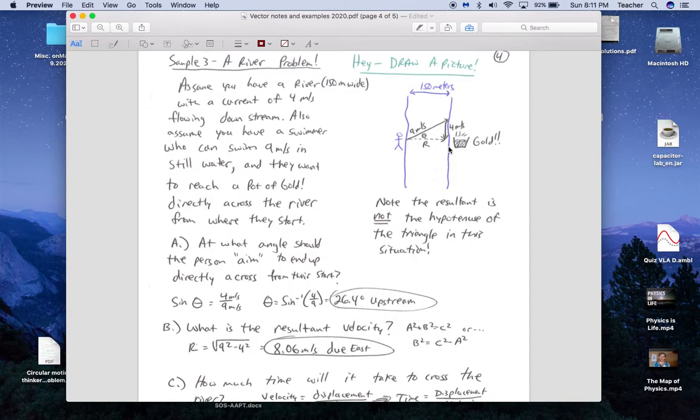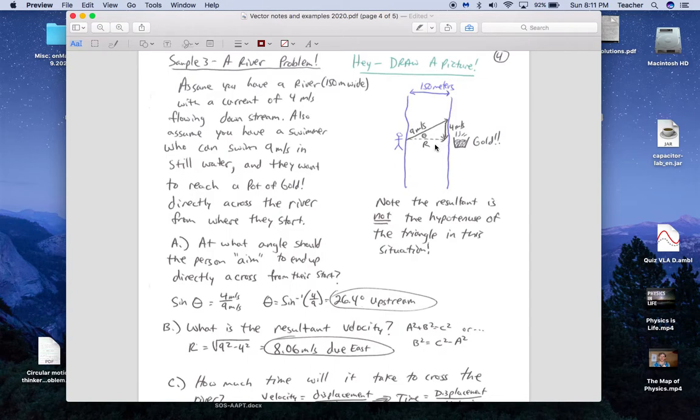Now it's asking for the resultant. In other words, if we were in a drone above the river and we looked at the swimmer, they might be trying to aim upstream, but the current's trying to carry them downstream. We would see the swimmer going directly across the river, which is kind of interesting. So like I said, it's a drone's eye view.